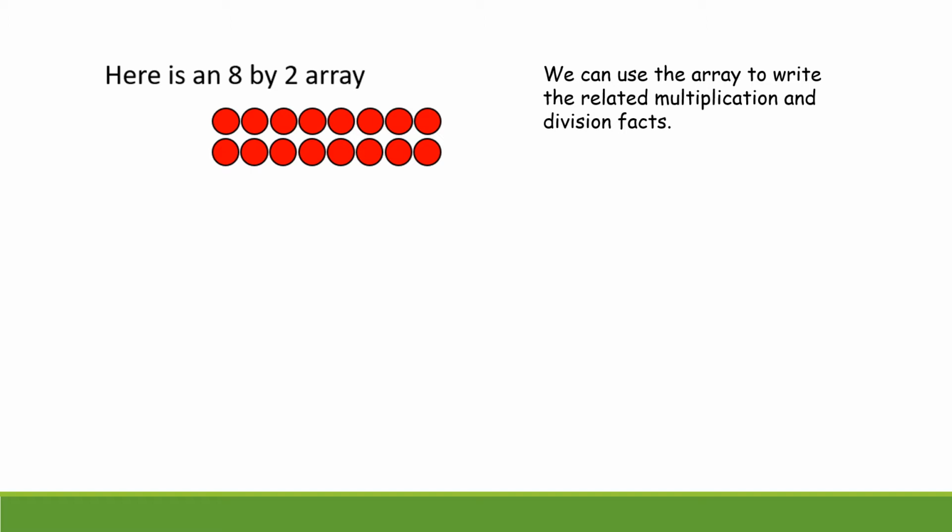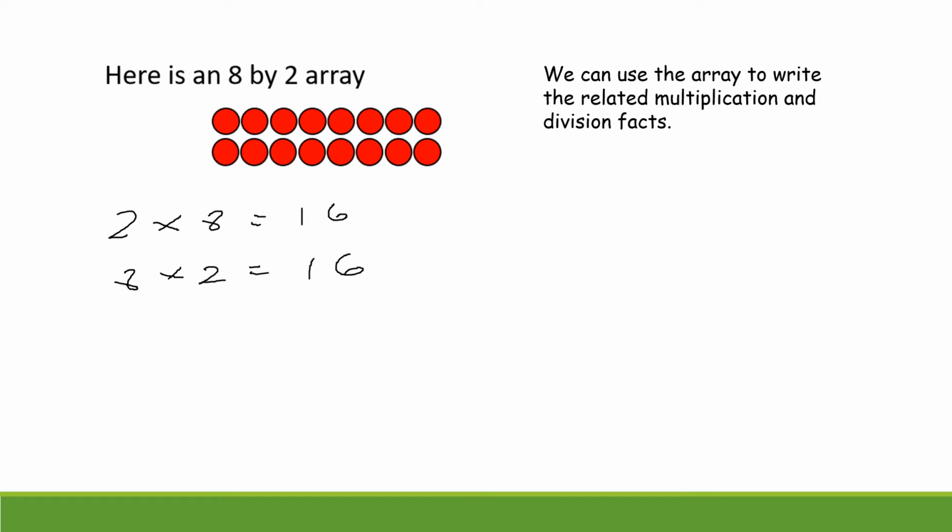We can see that there are 2 groups of 8. So that's 2 times 8 equals 16. We can also see 8 two times. So 8 times 2 also equals 16.